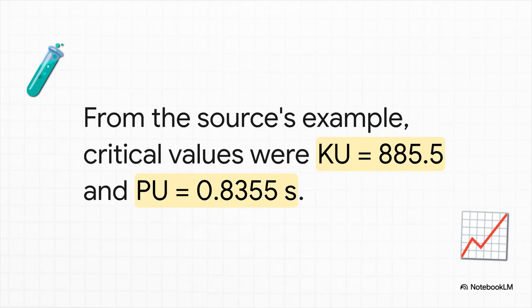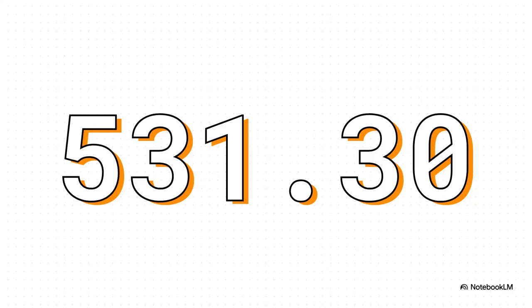To make this less abstract, let's grab the numbers from the example in our source material. They did the test and found that for their particular system, the ultimate gain, Ku, was 885.5, and the ultimate period, Pu, was about 0.8355 seconds. So now, we just apply the recipe from our table. For a PID controller, we take that ultimate gain of 885.5, we multiply it by 0.6, and boom! It gives us a starting Kp value of 531.30. No guesswork.